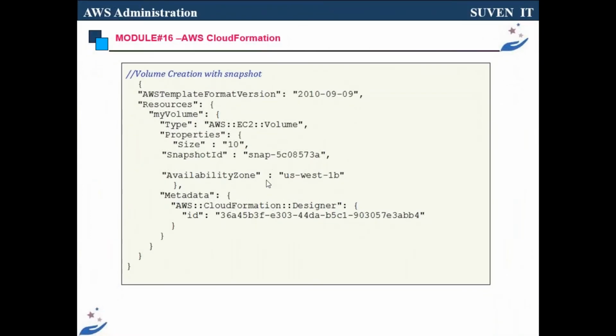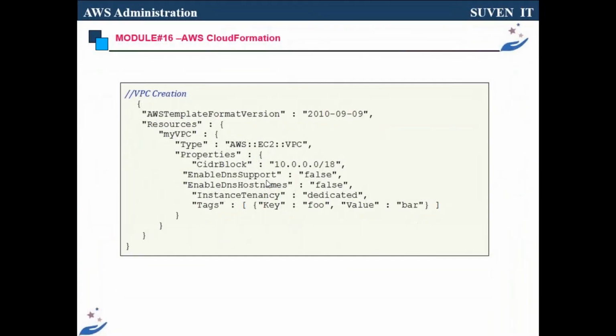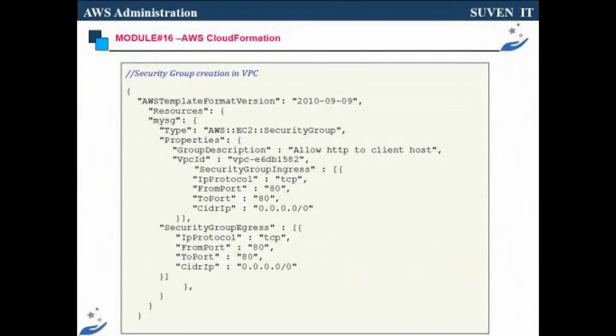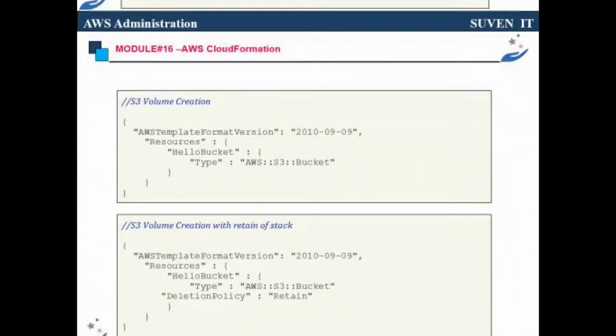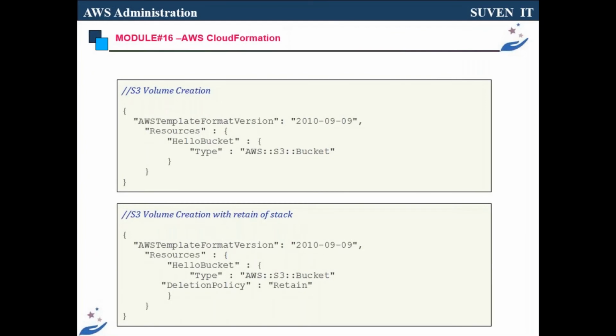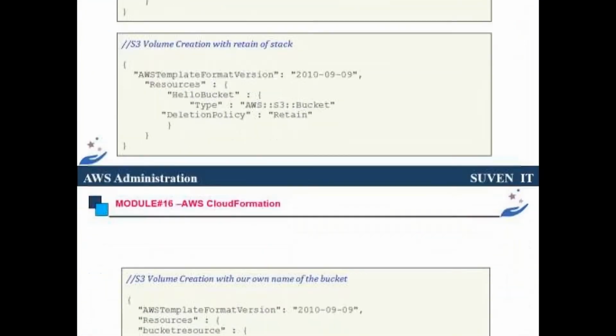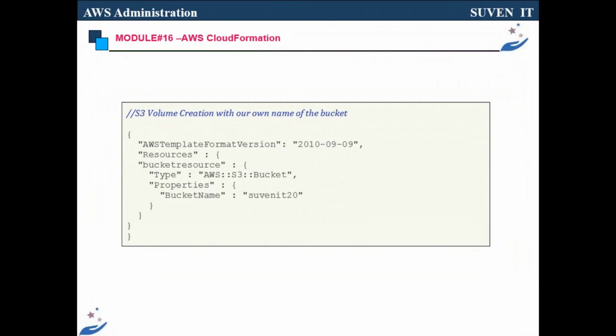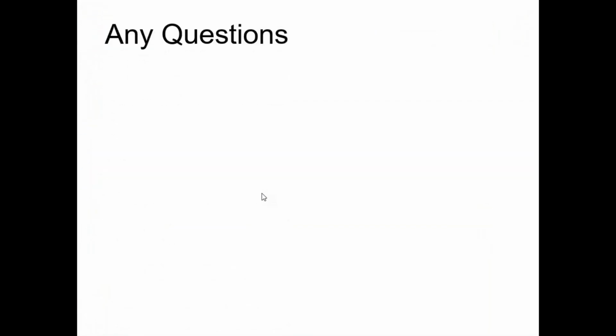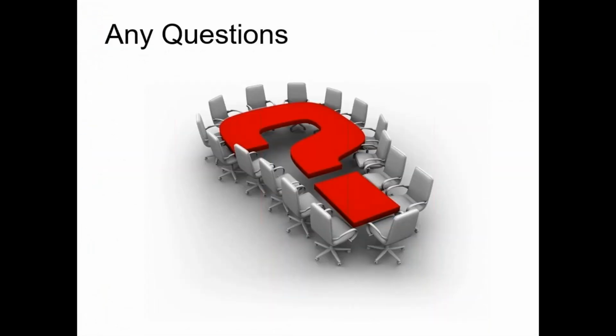And you want to create a snapshot for your volume. You want to create a VPC. You want to create something like a security group under the VPC. And you want to create some S3 bucket, with your own name. So instead of the default, you can provide your own name. Then that's all. It will create all the things.